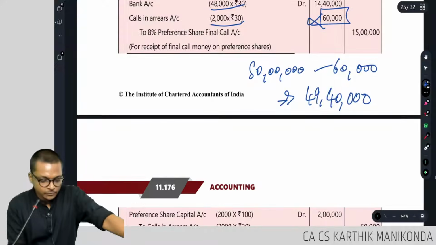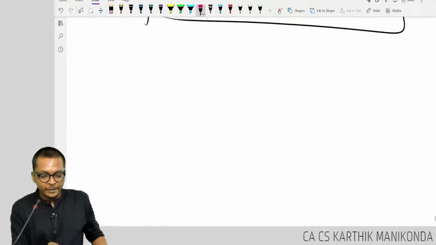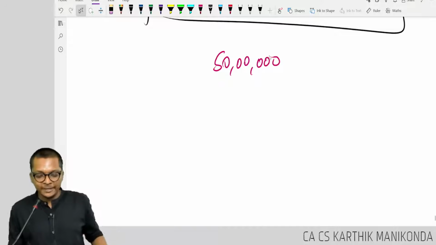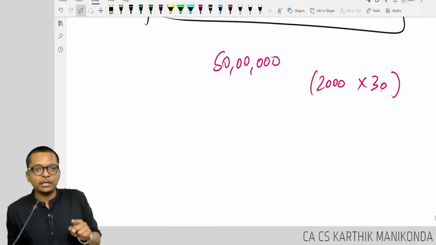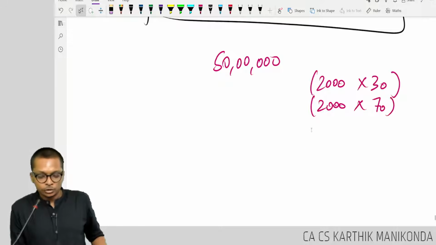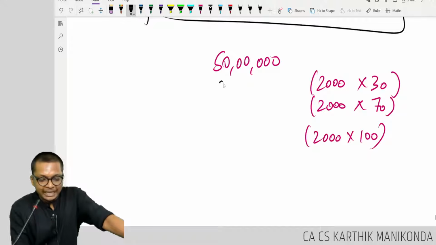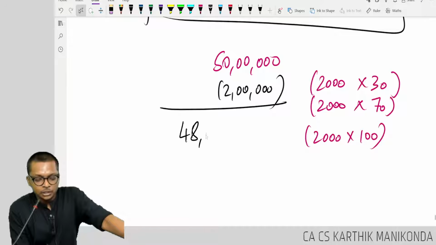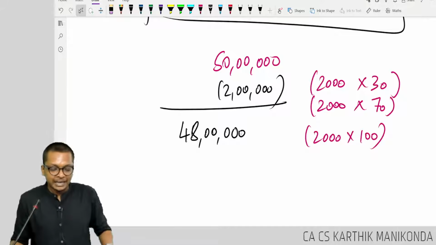Now look at this carefully. If they are not paying call money, I will forfeit fully. So my preference shares is 50 lakhs. I'll explain with rough working. 50 lakhs. Out of this, who didn't pay call? 2000 shares into 30. Because they didn't pay call money, full shares are forfeited. So I will also forfeit what they paid. So totally I will forfeit 2000 into 100. How much? I will be forfeiting 2 lakhs, correct? That means how much is left in preference shares? So when I am redeeming, when I am repaying, I will repay only 48 lakhs, correct?